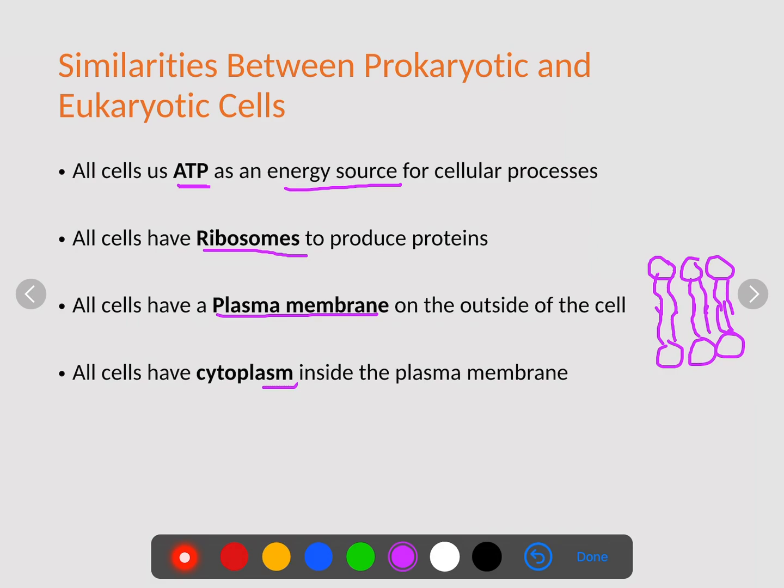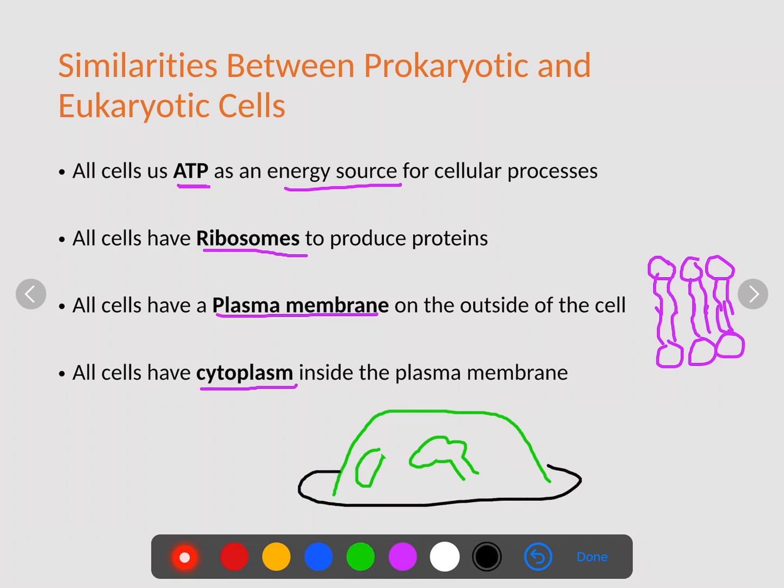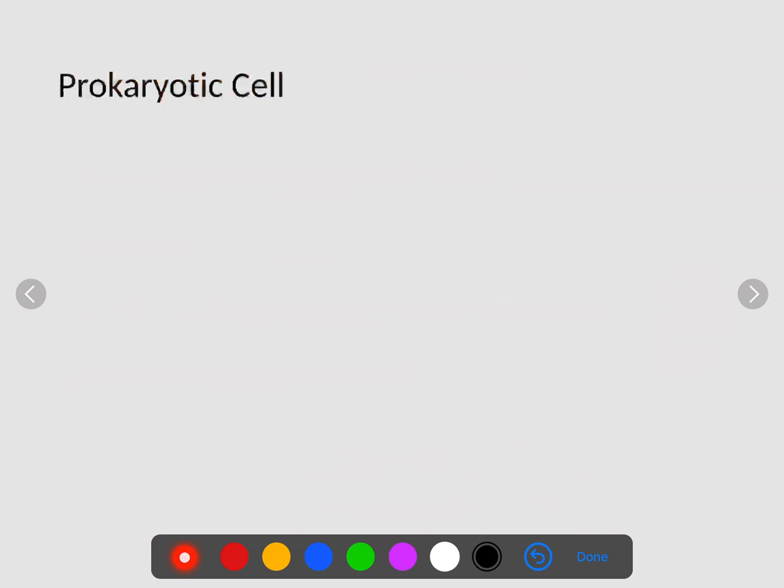Also on the inside of the plasma membrane is this liquid that kind of holds everything in place. I like to think of this as almost like a Jello mold, right? Now inside the Jello mold, sometimes we put pieces of broccoli, pieces of fruit. I'm going to draw it as a green-orange, but you get the idea. And all of these things are held in place by the Jello. That's kind of what the cytoplasm does. It holds everything in place, allows for cellular processes to occur.